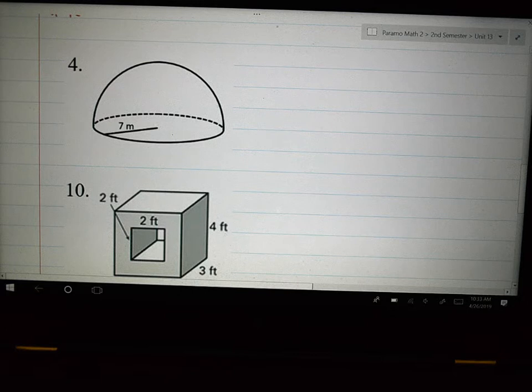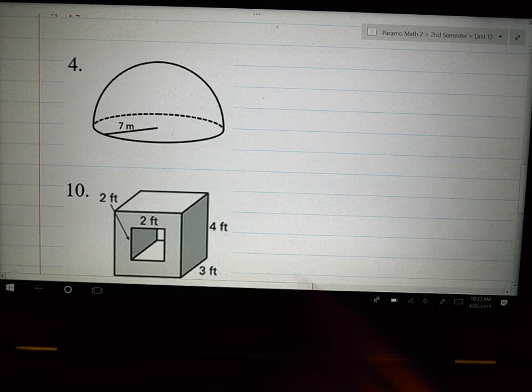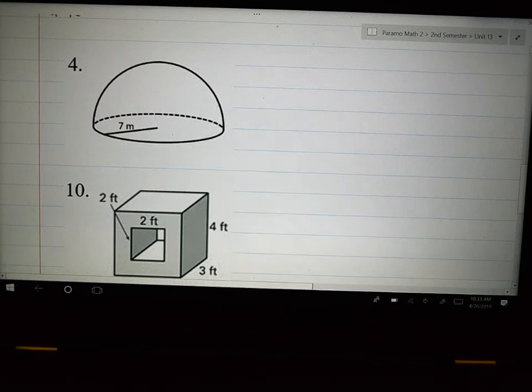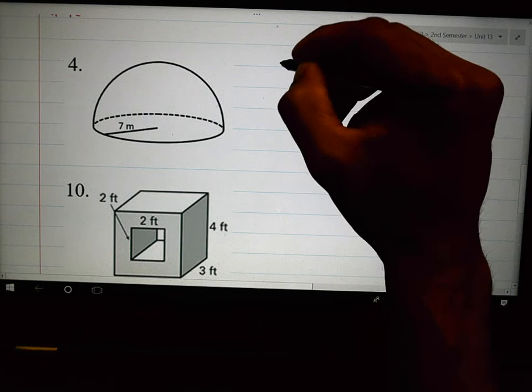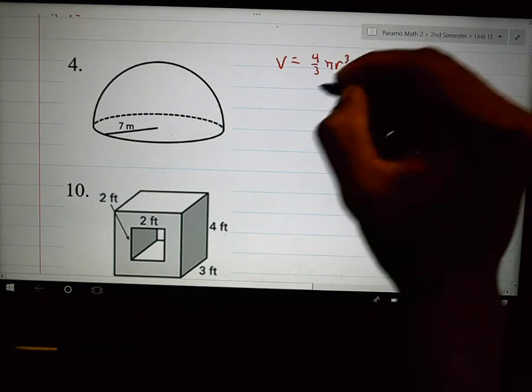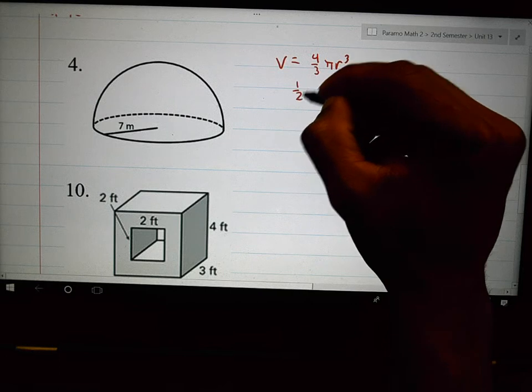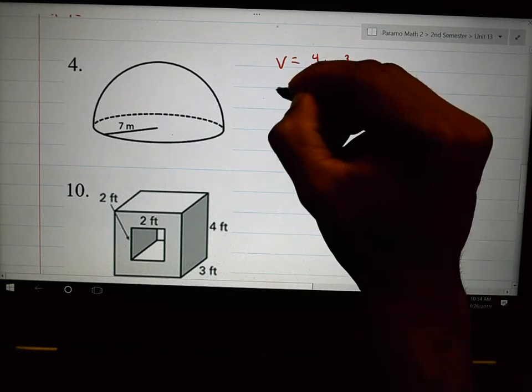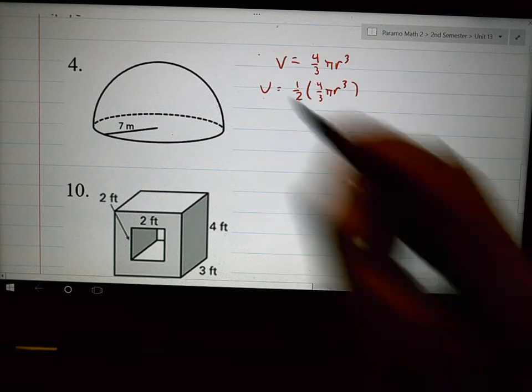Now, I did not give you a formula for number 4. Number 4 is called a hemisphere. It's half of a sphere. I gave you the formula for a full sphere, and what you need to do is apply your common sense to the formula, because if the volume of a whole sphere is 4/3 pi r cubed, you only need half of 4/3 pi r cubed. We're going to do half of this whole thing, right?